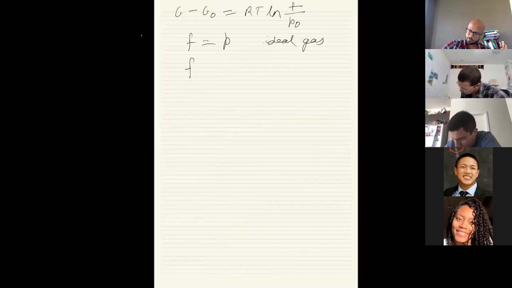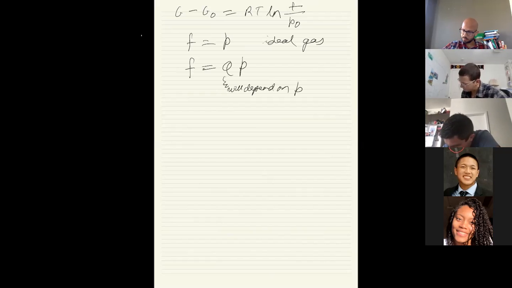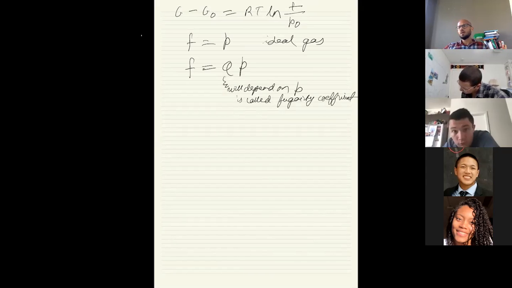For a non-ideal gas, F is equal to phi times pressure, where phi will depend on pressure. It will be some function of pressure. It will vary with pressure. And it is called our fugacity coefficient. And then we talked a little bit about how this coefficient might be less than 1 or more than 1, depending on attractive forces or repulsive forces. So this was our fugacity.